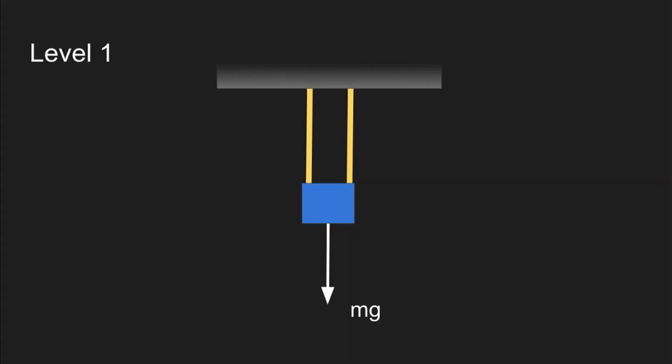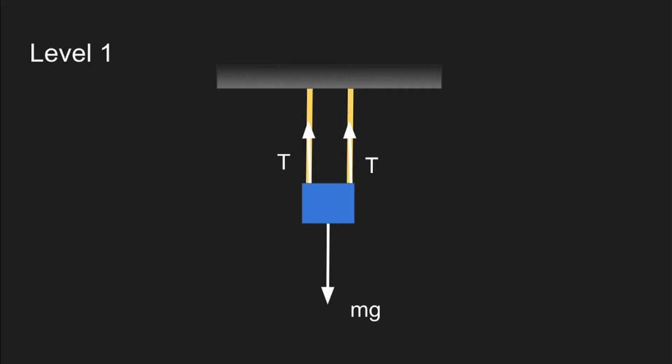We've just added another string, as you can notice, and you can kind of guess what will happen. If you add more strings, you have identical tension, so a T vector on each side, and mg remains the same.